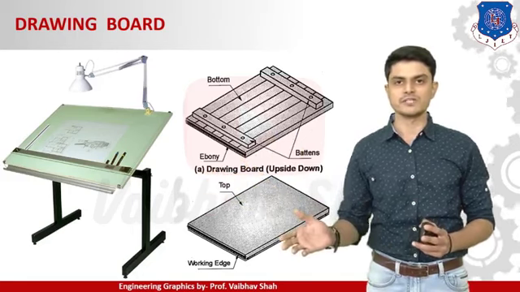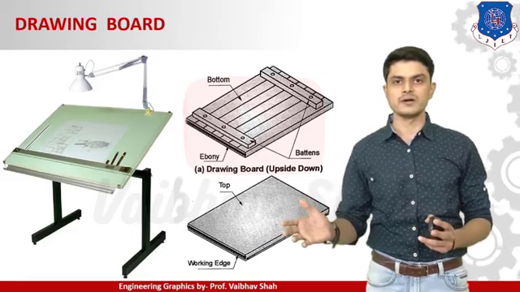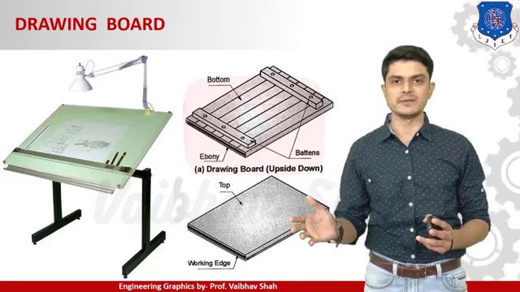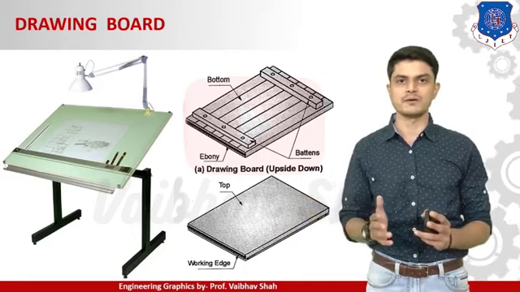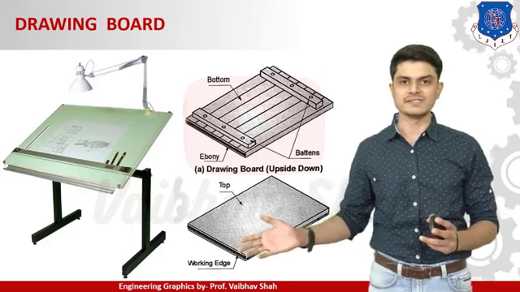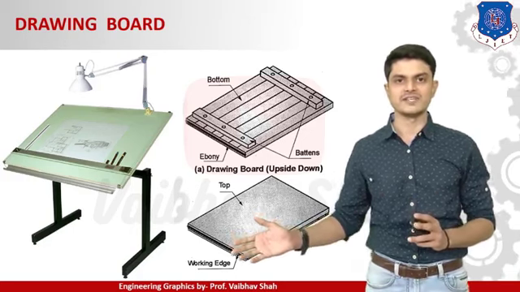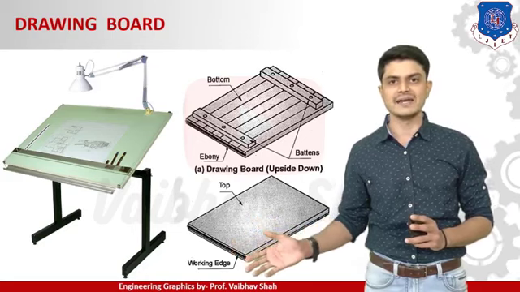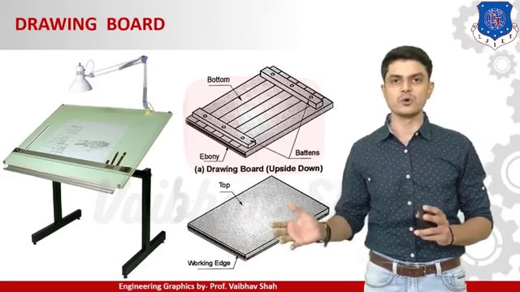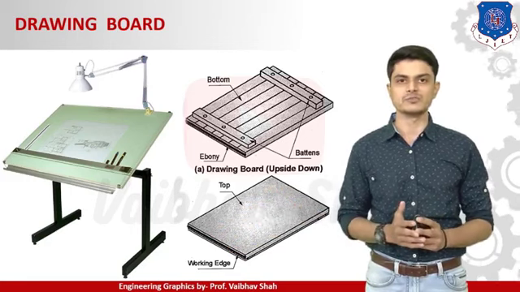Now the top surface of your drawing board is very highly finished. This surface is highly finished and made smooth, so we can accommodate paper very easily and have sharp and accurate drawings on it. The left hand side of the drawing board is known as the working edge, onto which we will be fixing the different instruments, and we can slide the instruments up and down to draw anywhere on your drawing sheet.